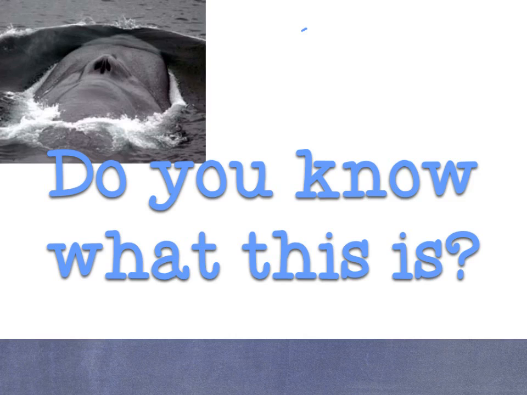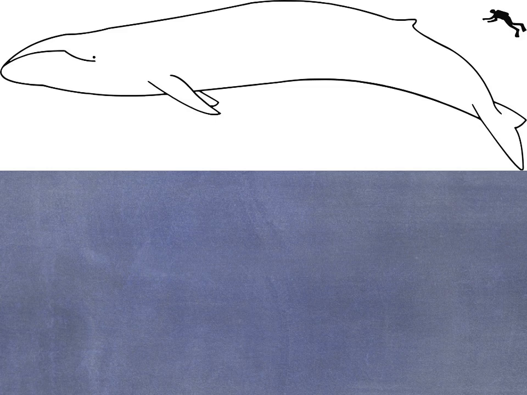How about this? Do you know what this is? It's a blue whale. Blue whales are huge. That's a picture of what a little swimmer would look like compared to the size of the blue whale. A blue whale will weigh as much as 30 elephants. It can be as long as 3 big buses.